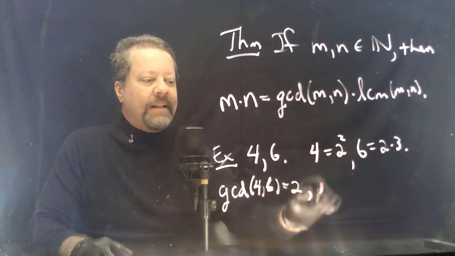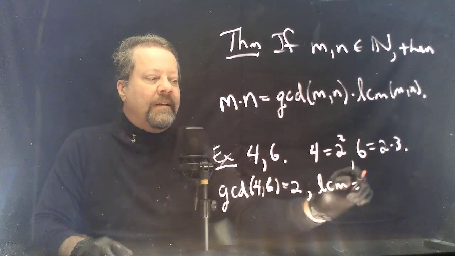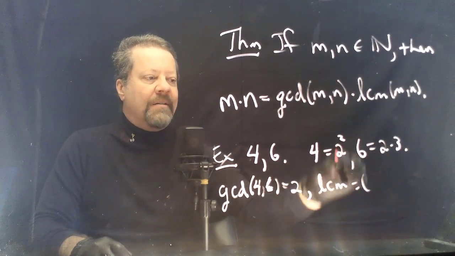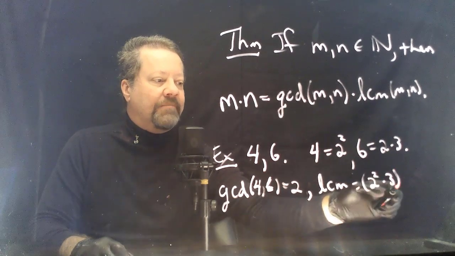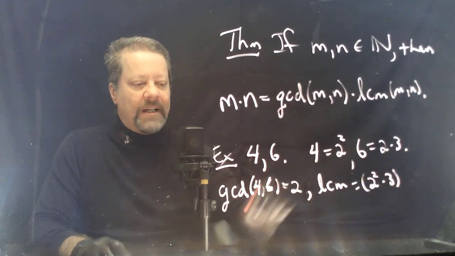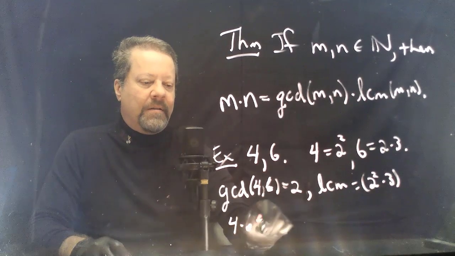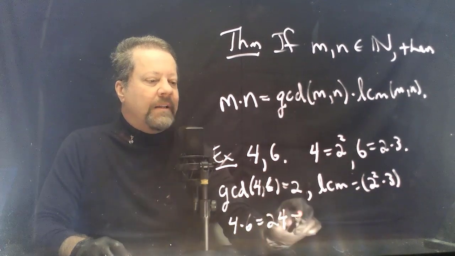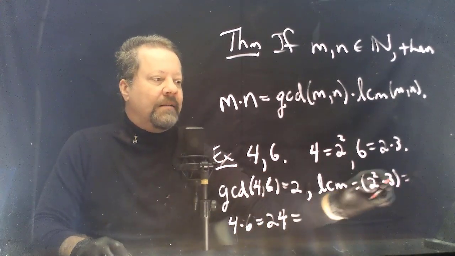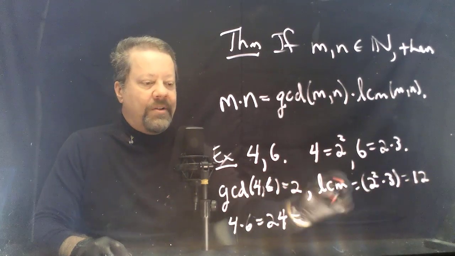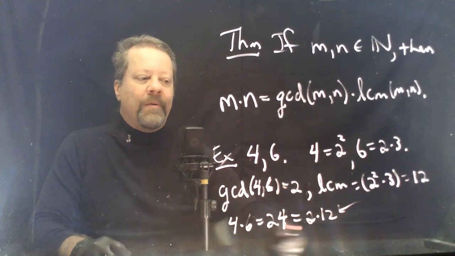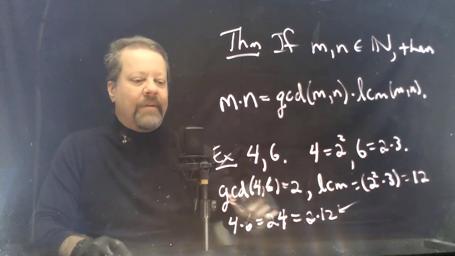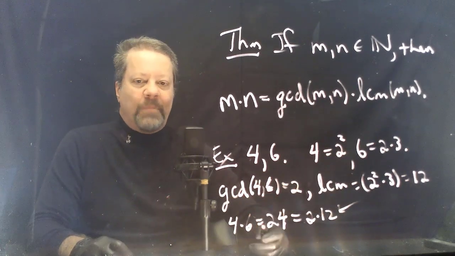What about the least common multiple? There we look at the maximum powers. There, the maximum power, 2 squared, and here's 3. So the LCM is 12. Now 4 times 6 is 24. Is that the same thing as 2 times 12? And that's true. So we can see that it was, in fact, the greatest common divisor times the least common multiple.